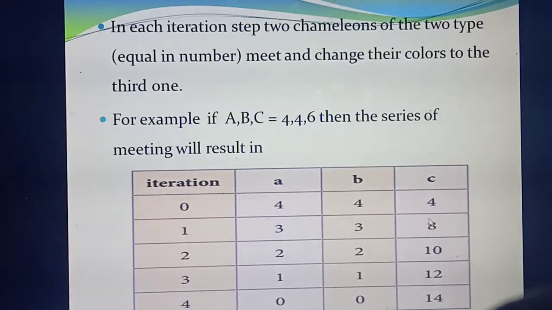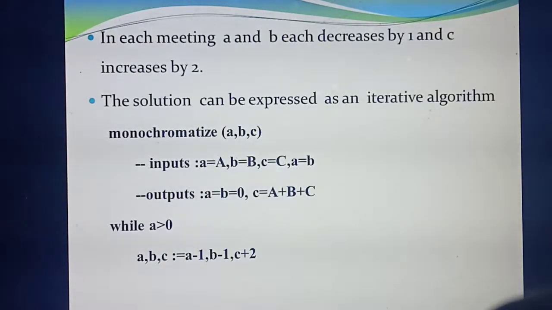Understood this problem? Okay. So the same thing you are going to write as an algorithm. Listen, only in the words they are giving: in each meeting, A and B decrease by 1. So each meeting the value of A and B will be decreasing by 1, and at the same time the value of C is increased by 2.